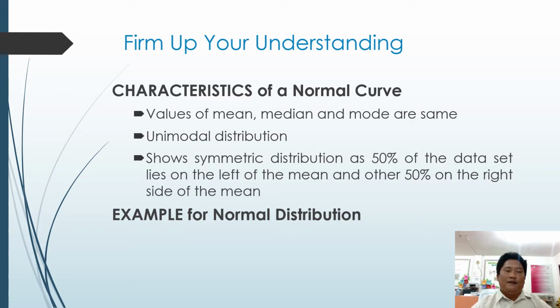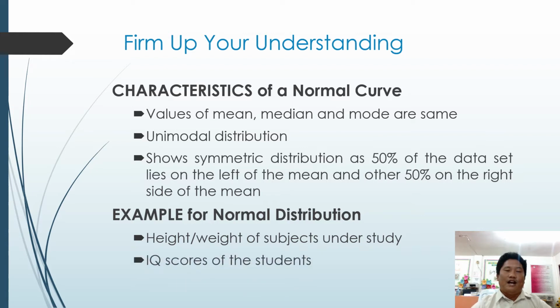Some examples for normal distribution. We have first here the height and weight of the subjects. Most of the studies involving height and weight, the data is normally distributed. And also the IQ scores of the students. If you have a study involving IQ scores of students, the data that you will collect is normally distributed.